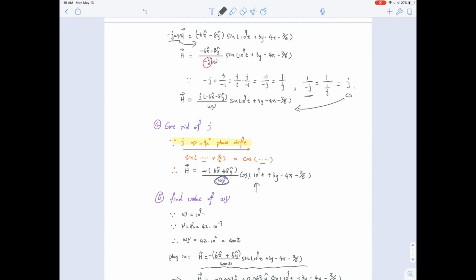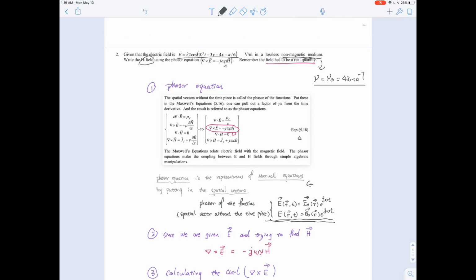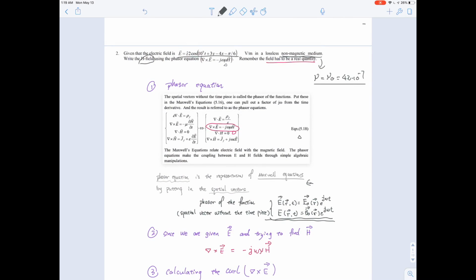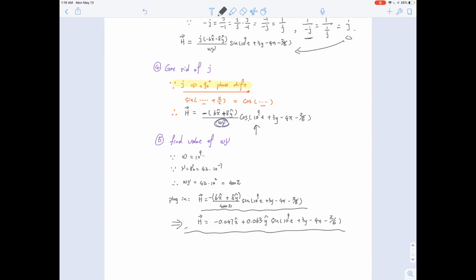For the last step, we're trying to find the product of omega and mu. In the E field that was given, we already know that omega is equal to 10 to the 9th. Because the problem says that the medium is a non-magnetic medium, mu is equal to mu naught, which is 4 pi times 10 to the negative 7. Once we multiply them together, we're going to get 400 pi, and then we can plug it into the equation, and this would be our final answer.